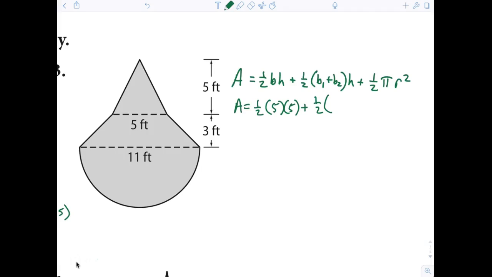Yes, the bases are the ones that are parallel to each other. Do you hear me? So it's 5 plus 11. What's the height of the trapezoid, Miss Pliego? 3. Beautiful.